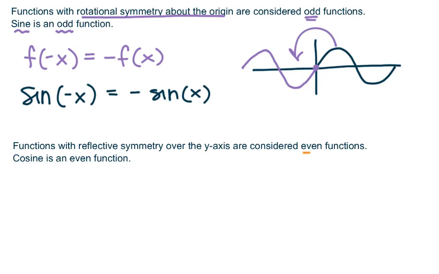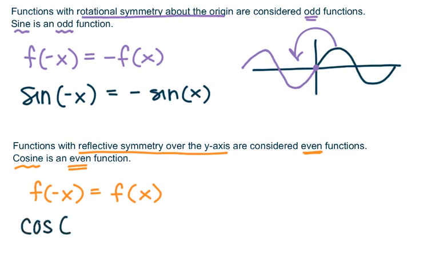Cosine, however, is even. Even functions have reflective symmetry over the y-axis. So cosine is an even function. And our even definition is that f of negative x, essentially we can just drop that negative and it would be the same function, f of x. So rewriting this, we know that cosine of negative x is equal to cosine of x.